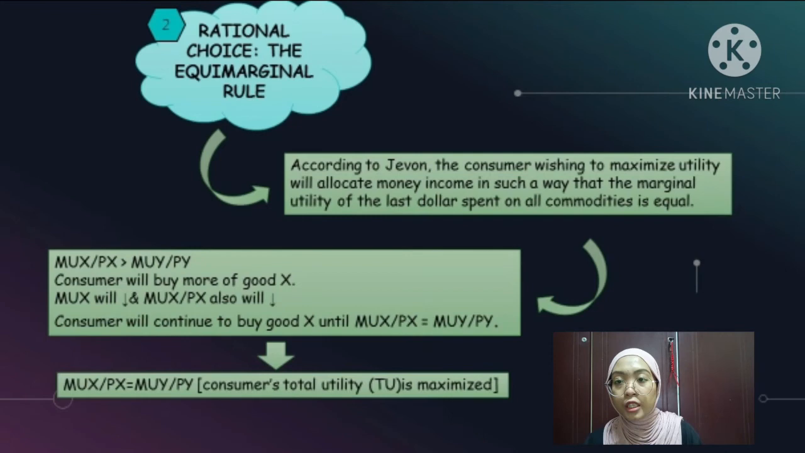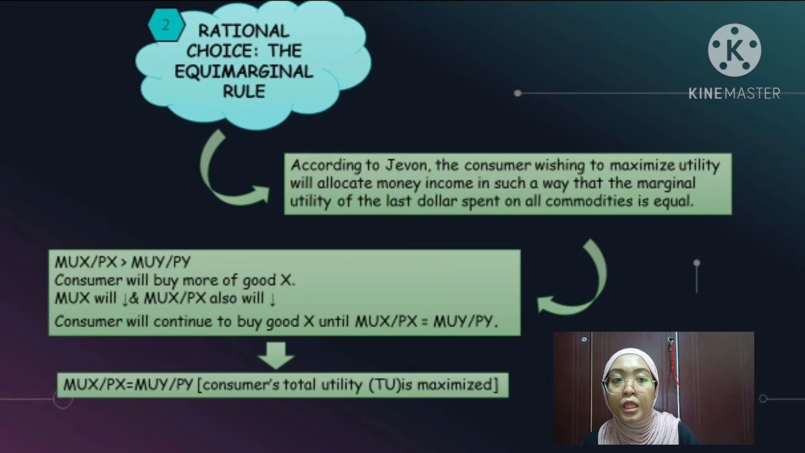The second theory is rational choice, the equi-marginal rule. Jevons applied the notion of final utility to formalize a general theory of rational choice. Let's assume that there are two commodities, X and Y, and the price of the two commodities is the same regardless of use. According to Jevons, the consumer who wishes to maximize utility will allocate money income in such a way that the marginal utility of the last dollar spent on every commodity is equal.